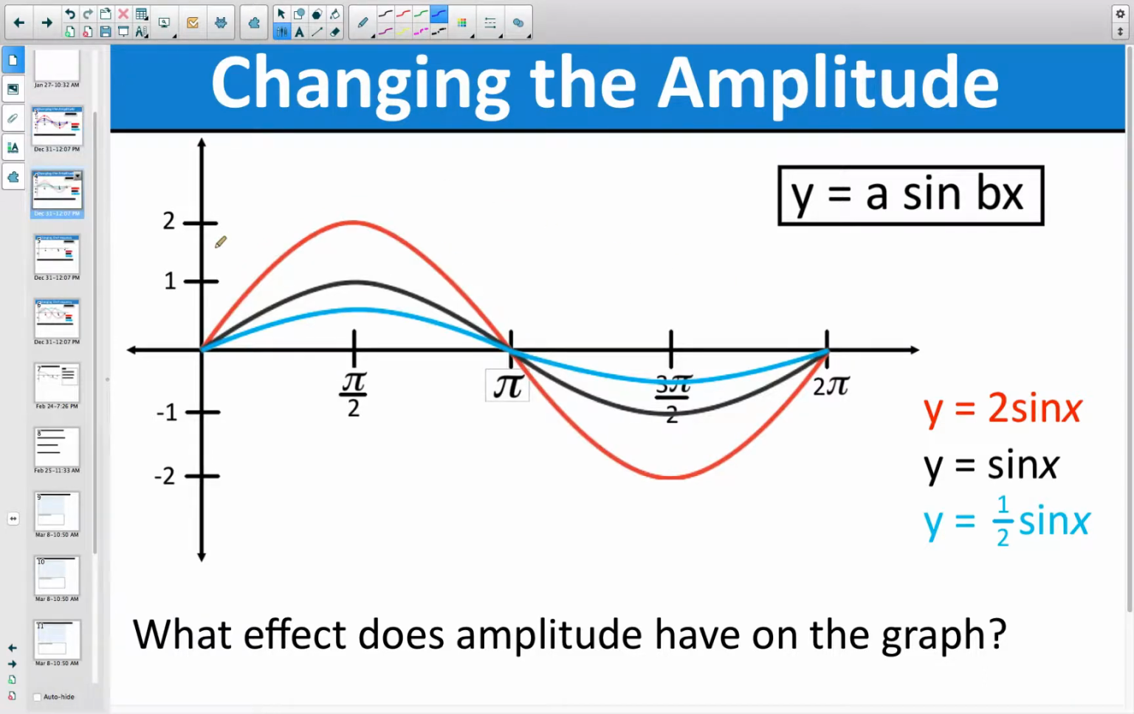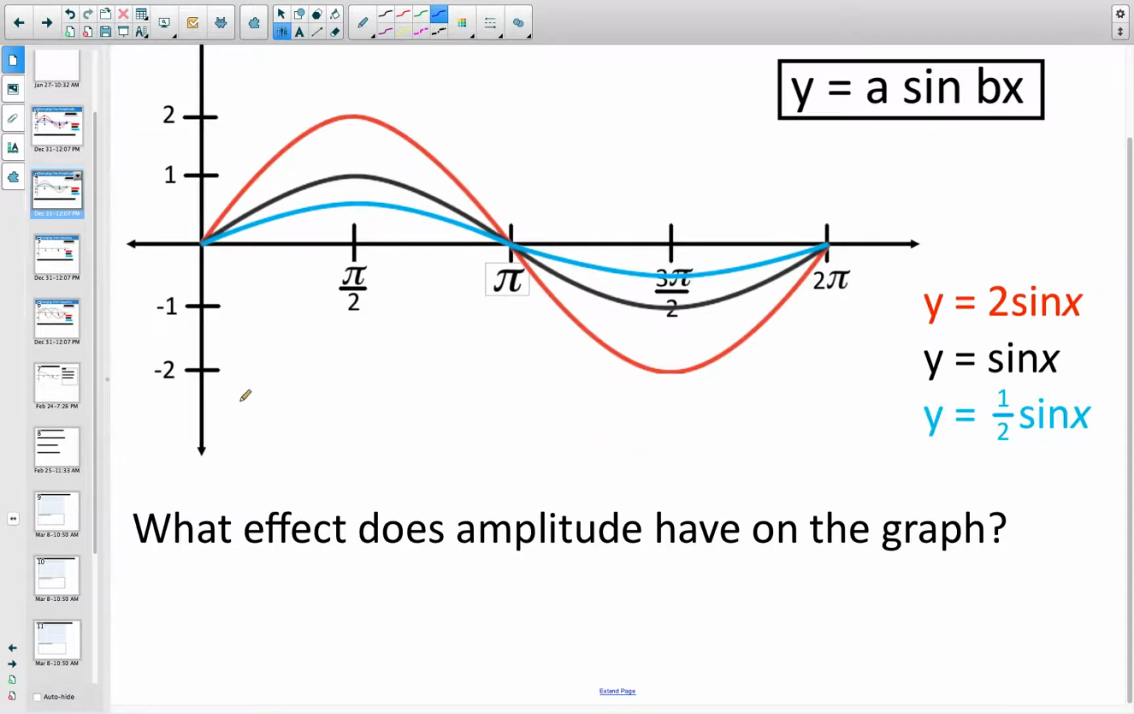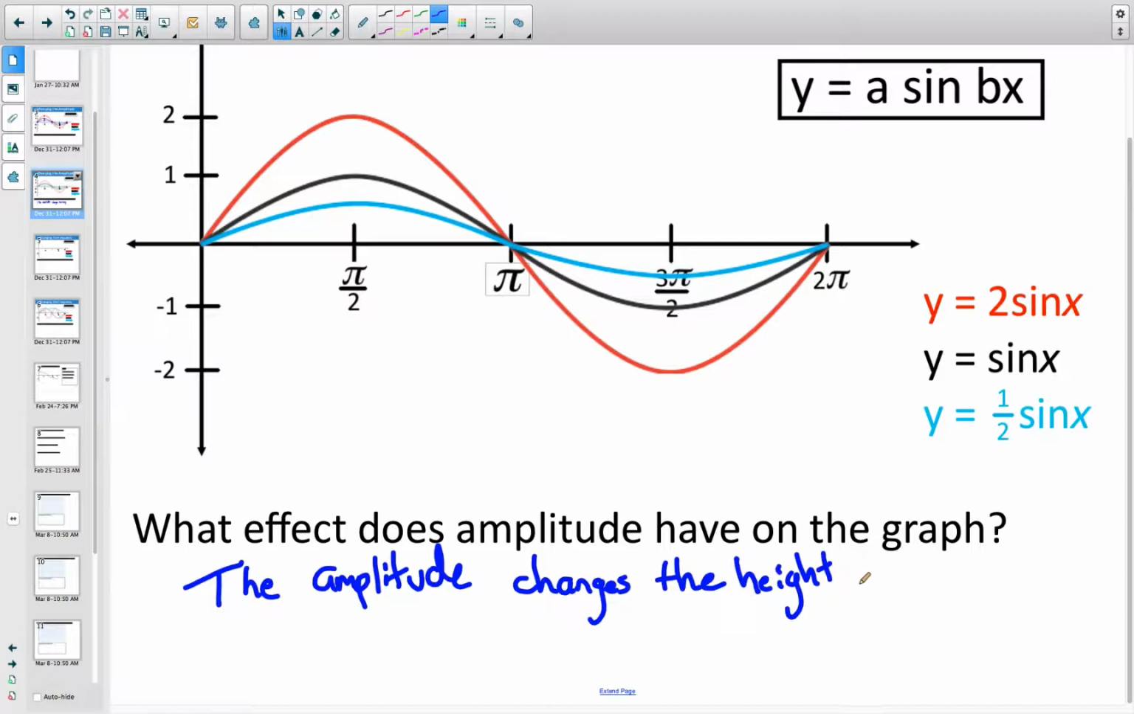Okay. So now we can answer, what effect does amplitude have on the graph? So the amplitude changes the height of the graph. So it basically is affecting the max and the min.